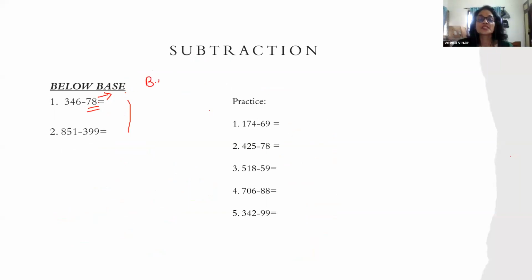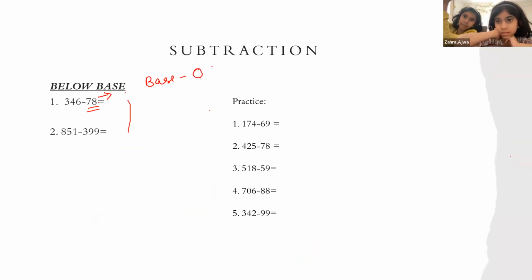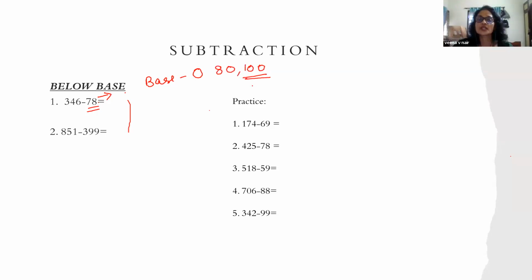Base is a number which ends with 0. So 78 will be closer to, you can say, 80. Also 100. If you are taking a complete value, you can take it as 100, right? Okay, so how do we solve this problem? First, we do 346 minus, take 80 as a base. Okay, we will do 100 later.